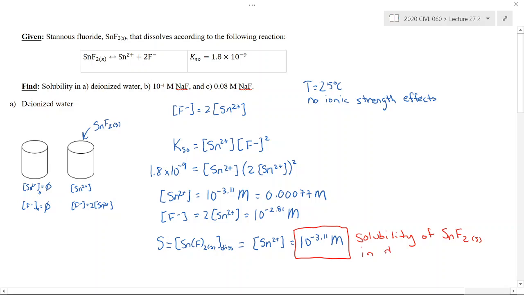in deionized water. In the next video, I'll show you how to solve this problem in a lightly salty solution with sodium fluoride.